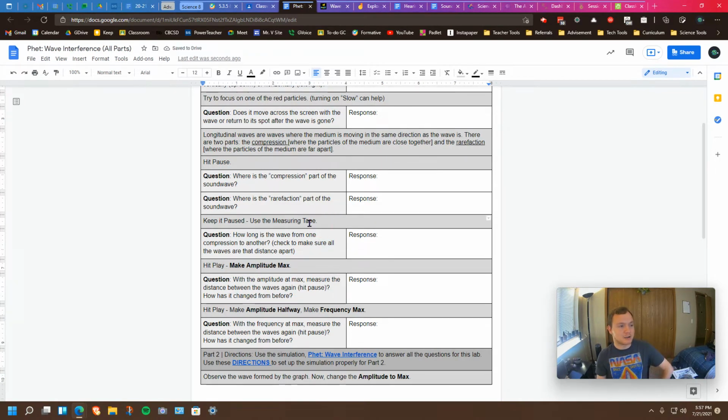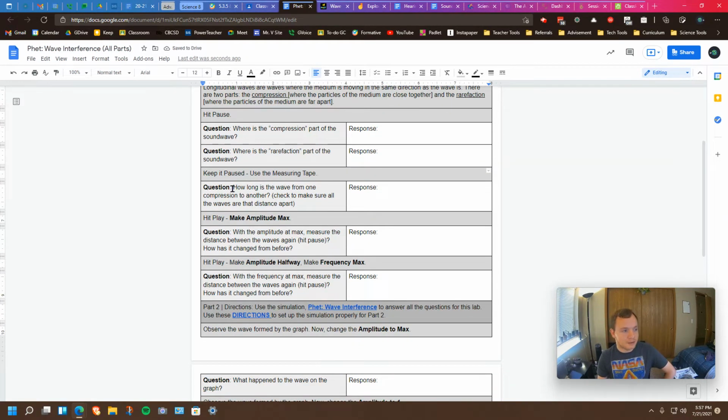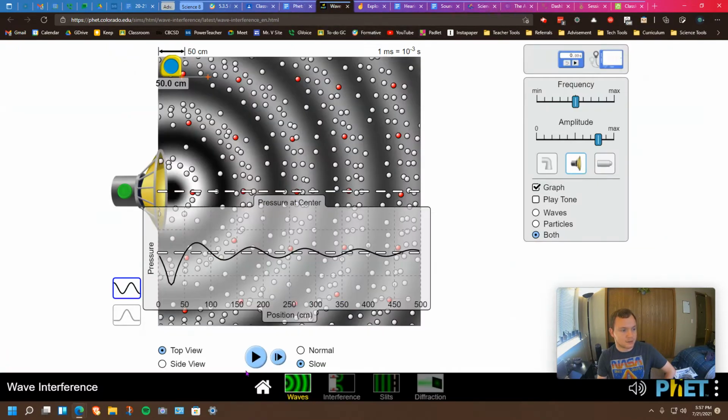Now you're going to use the measuring tape, and you're going to measure how long the wave is from one compression to the next. So I think it helps to keep it paused. And when you do the measuring tape, see those little orange plus marks? Try and just put one on one of the waves. So I did it in the middle of a white ring. And then you just drag it to the next one that's also in the middle. So try and keep it on the same part of the wave.